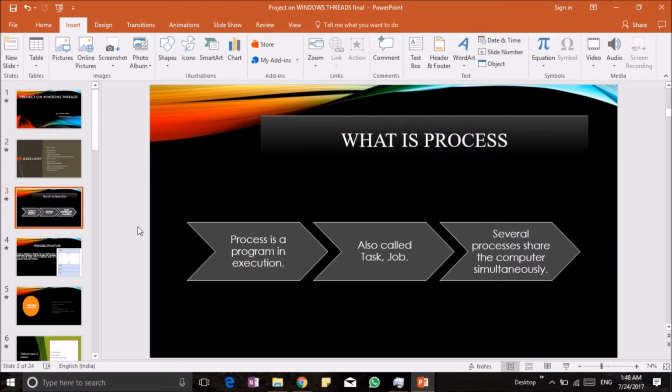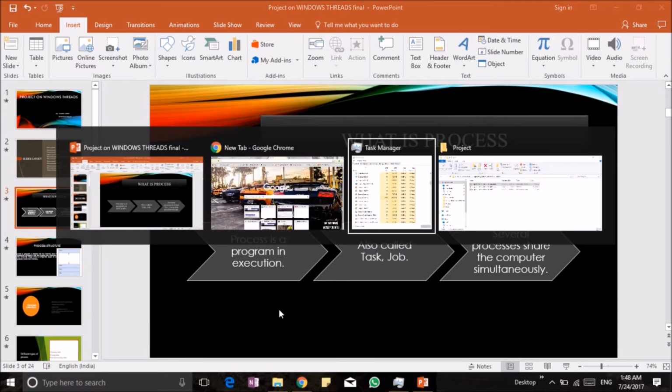Moving on, we have what is a process. Process is nothing but a program in execution. It is also called a task or a job. A process is a program in execution, which I can explain with an example.